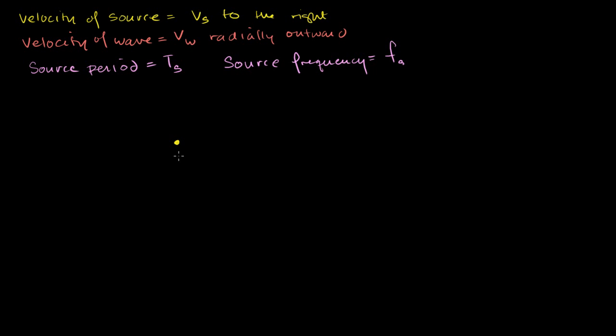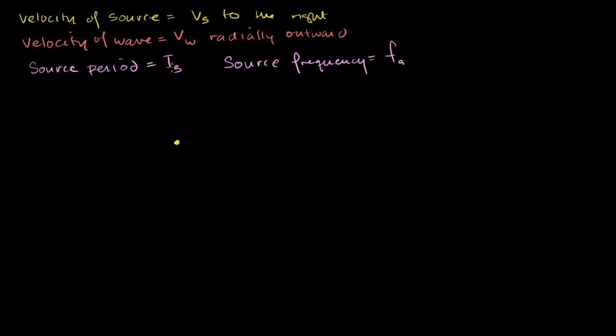So let's think about what's going to happen. Let's say at time equal 0, he emits that first crest, that first pulse. So he's just emitted it. You can't even see it because it just got emitted. And now let's fast forward t seconds. Let's say that this is in seconds. So every t seconds, it emits a new pulse.